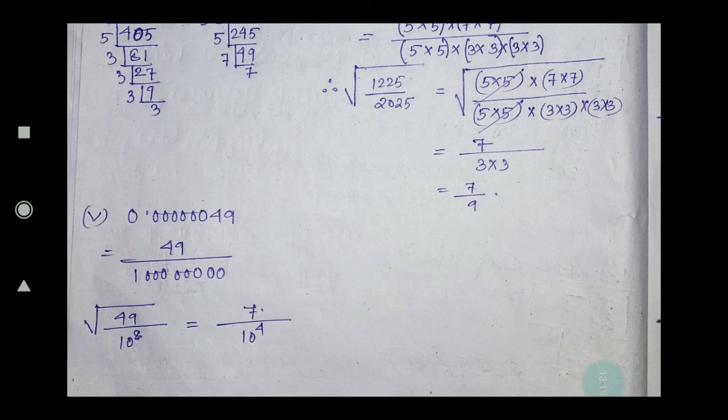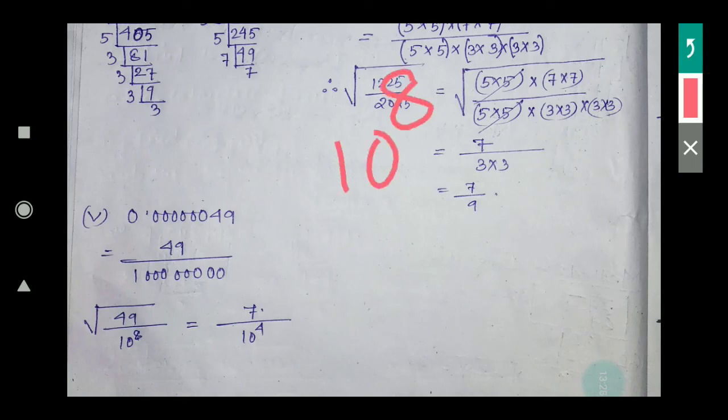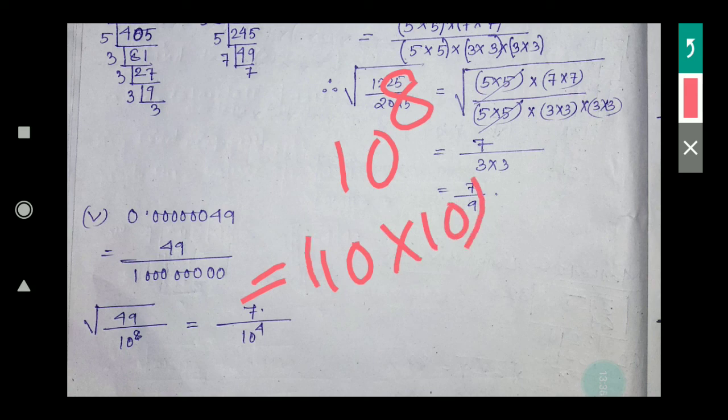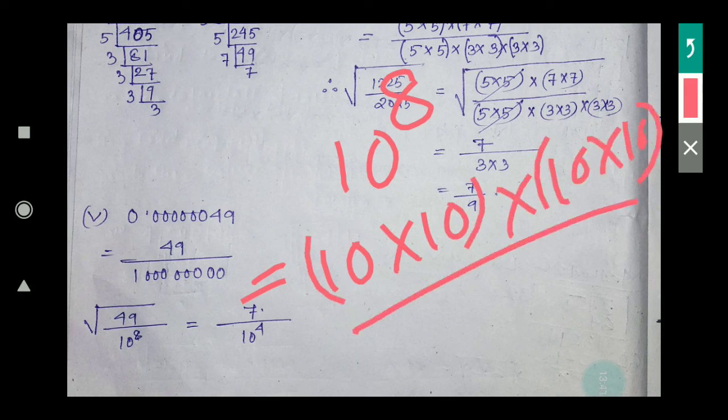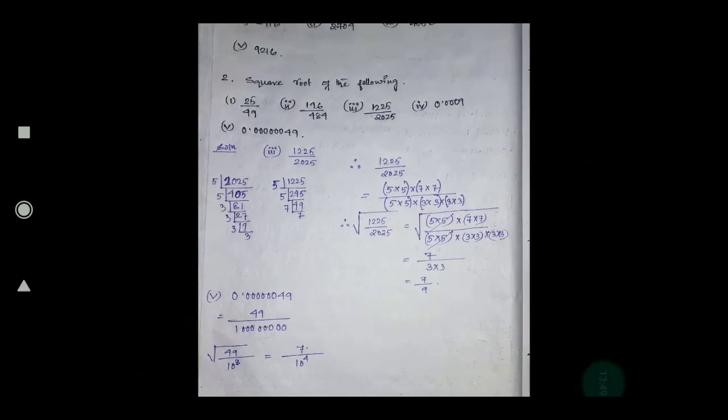Now we have to find the square root. Square root of 49 by 10 power 8, it will be how much? 49 means 7 square, and 10 power 8 means how many pairs are there? 10 power 8 means 8 zeros are there. So I can write 10 into 10, again 10 into 10, like this. How many pairs? 4 pairs will be there. So from each pair I will take one, then it will be 10 power 4. Okay.